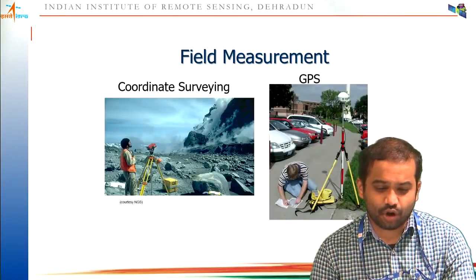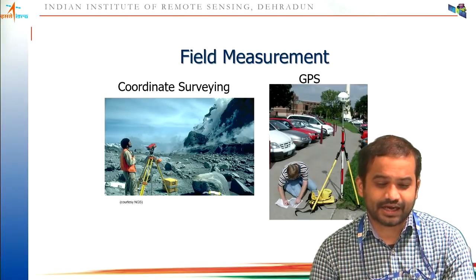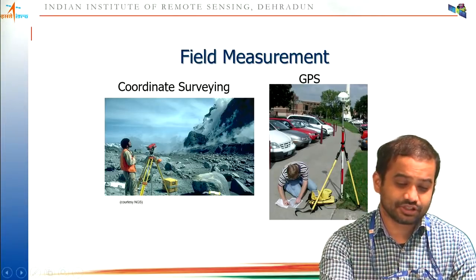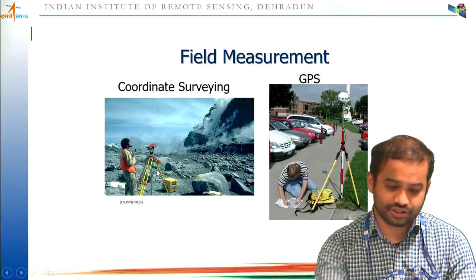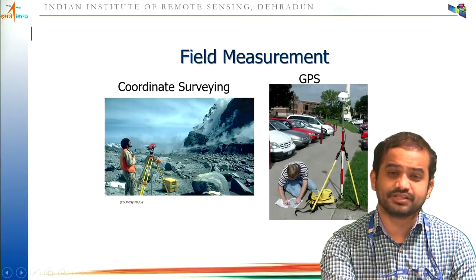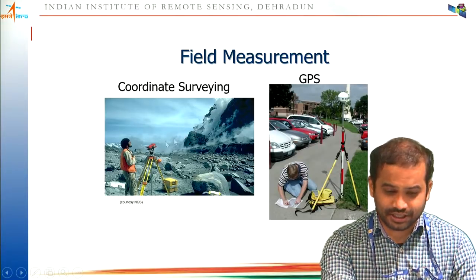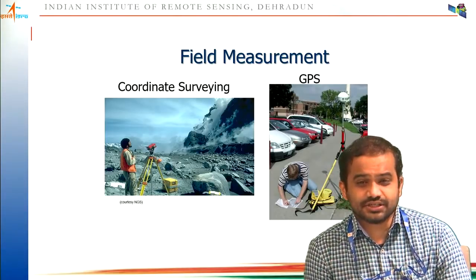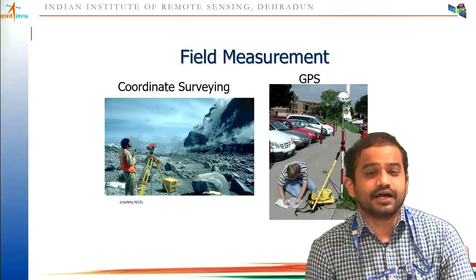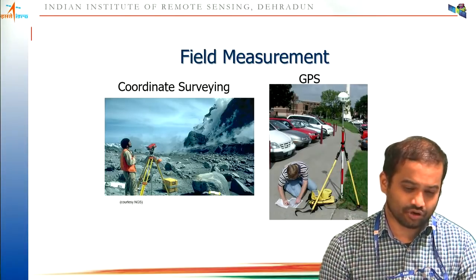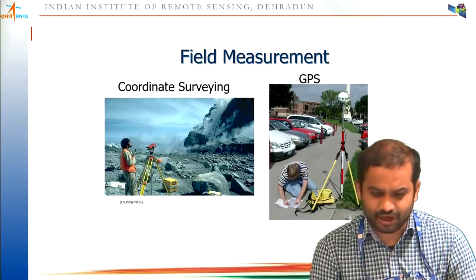This is what I was talking about, field measurement, coordinate surveying. A surveyor can collect data from GPS or an instrument like this, which is a total station. Because he knows the location of the current place, and from the electronic distance measuring device he can calculate the target object distance, and based on the distance and angle he can calculate the position of the target. So this is also called coordinate surveying. This can be one of the sources.